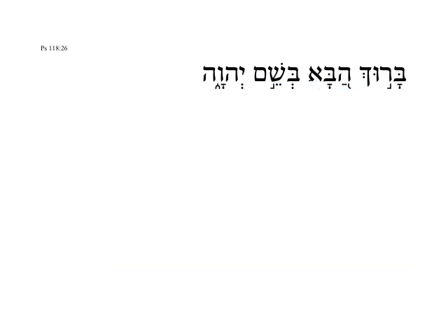I want to look at another example of a different form of a hollow verb from Psalm 118:26. Baruch haba b'shem Hashem. Blessed is the one who comes in the name of the Lord.